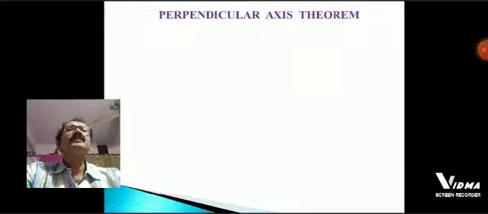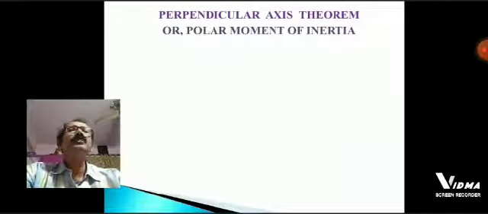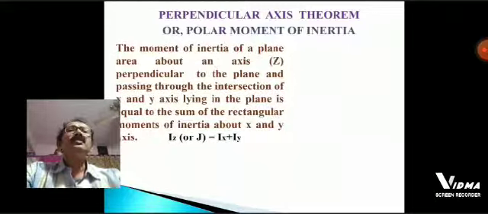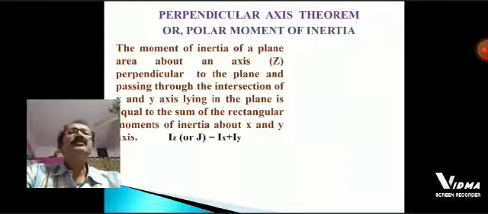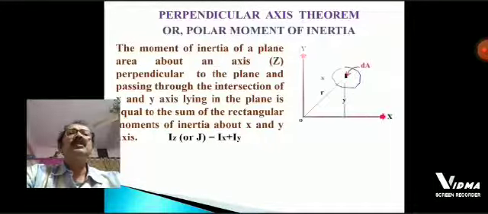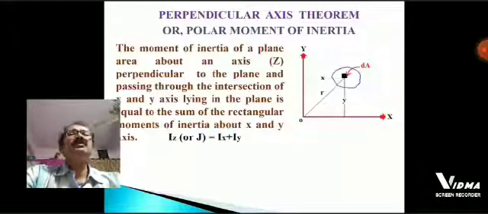Now the perpendicular axis theorem, also called the polar moment of inertia. The moment of inertia of a plane area about an axis z perpendicular to the plane and passing through the intersection of the x and y axes lying in the plane is equal to the sum of the rectangular moments of inertia about the x and y axes. So this is nothing but Iz or J equals Ix plus Iy.